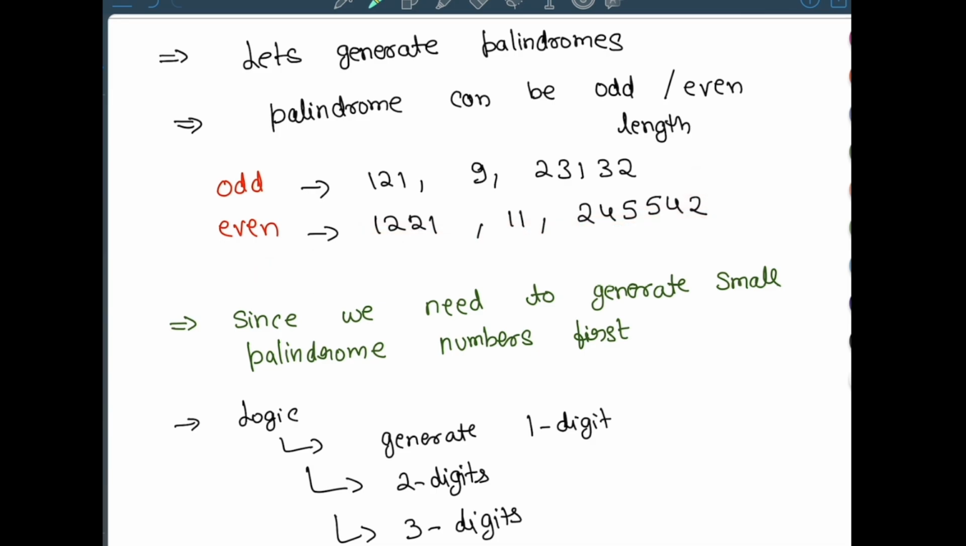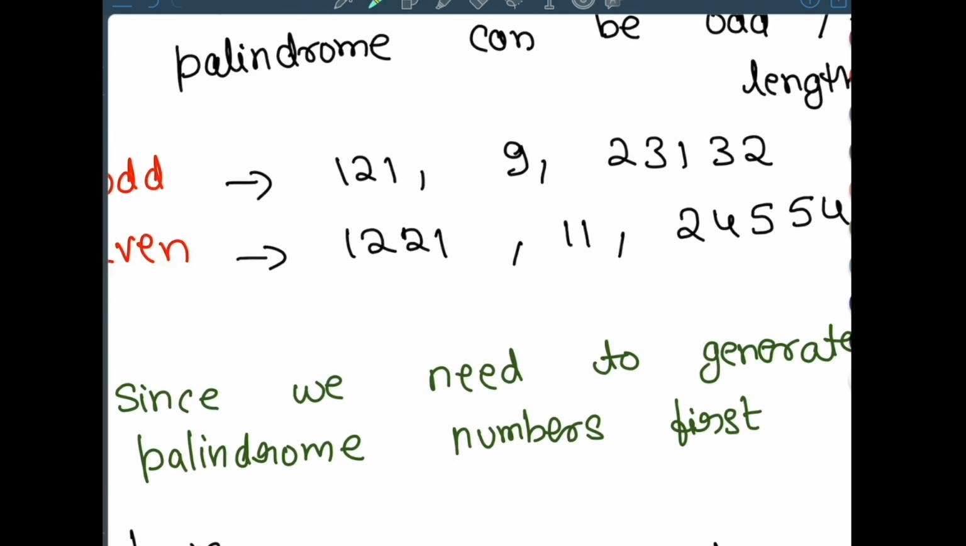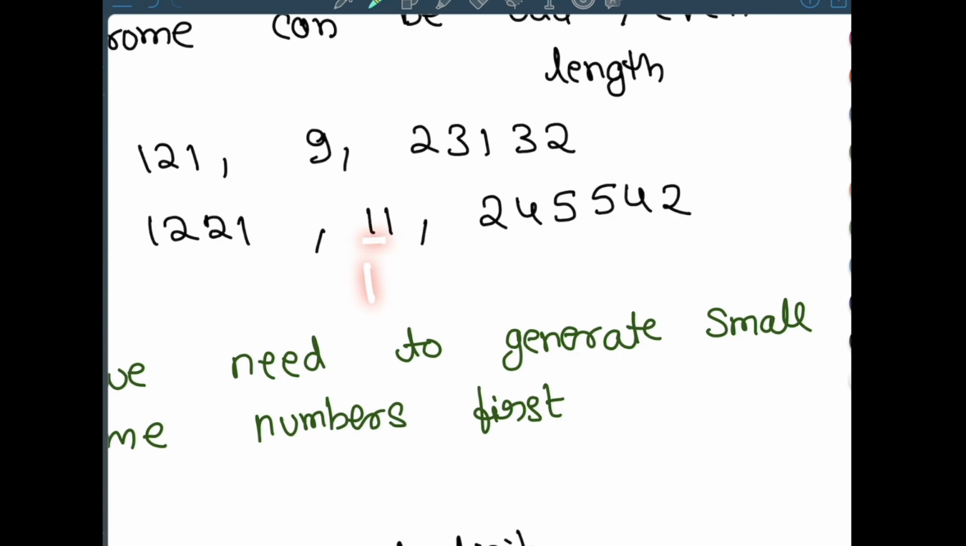Now in odd length and even length palindrome numbers, there is a thing which you should notice. You will see that in even length palindrome numbers, for example 1221, or 11, the first half of the number and the second half of the number is the reverse of it. The first half is 12, the second half is 21, the reverse of 12. In the second number also, the first half is 1, the second half is the reverse of 1, which is 1. In this one, you will notice that the half part 245 and the other part 542 are just the reverse of each other. So this is what an even length palindrome is.